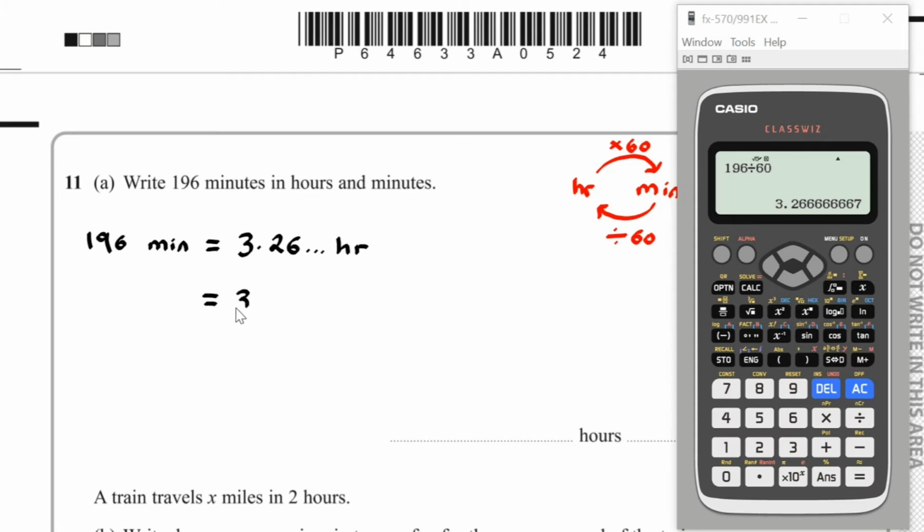And what we have then is 3 hours, and this 0.26 etc. hours I can convert into minutes by multiplying by 60. And so it turns out we get 3 hours, 16 minutes.